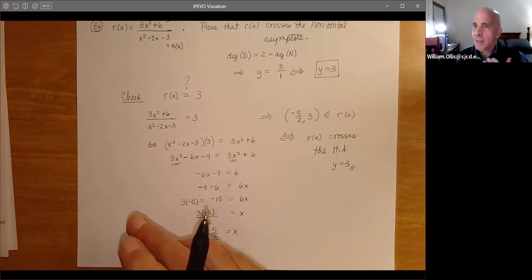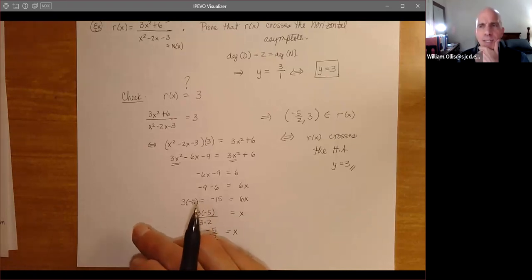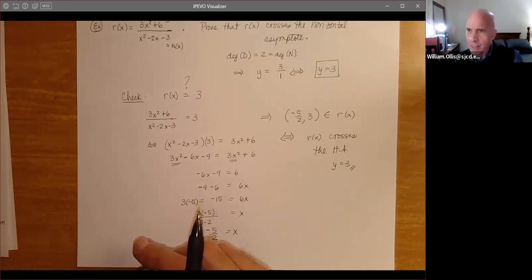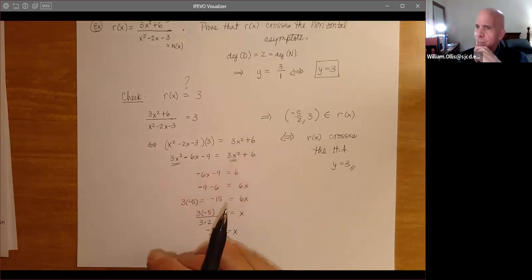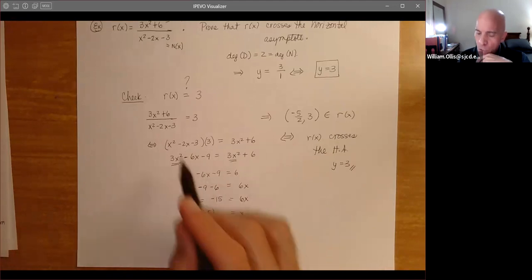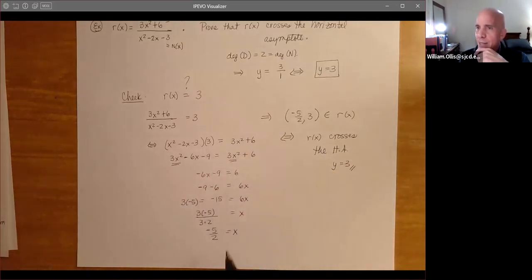And so, like I said before, if you're working a WebAssign problem and you look at this and say, let me check that, because there's a graph here and R of X is crossing the horizontal asymptote. Let me check that. Maybe that's the correct graph. So you can always do this algebraically. It's not something you have to guess.